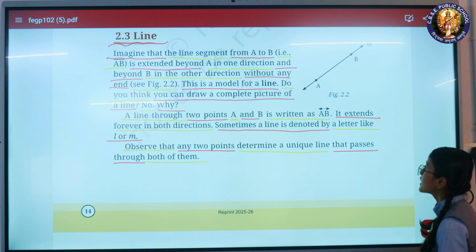Sometimes a line is denoted by a letter like L or M. Observe that any 2 points determine a unique line that passes through both of them.